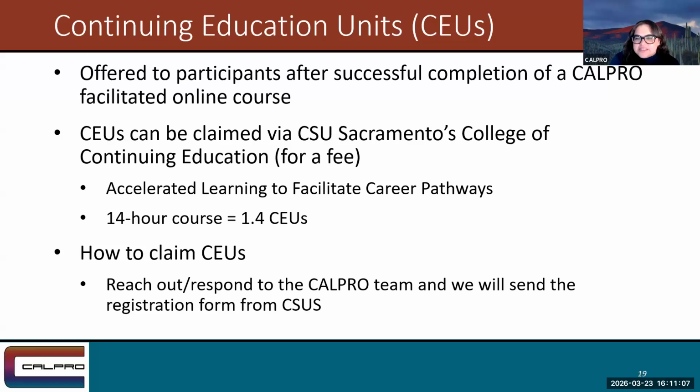With that successful completion, we fill out some paperwork and let Sac State know who our completers were, and they will send us a form that we then send to our participants where you can claim those CEUs, but for a fee. We've been seeing between $65 and $75. We don't establish those fees. That's completely up to Sac State. For example, this is a 14-hour course, 14 hours' worth of assignments and webinars all combined, and they calculate it to come out to 1.4 CEUs.